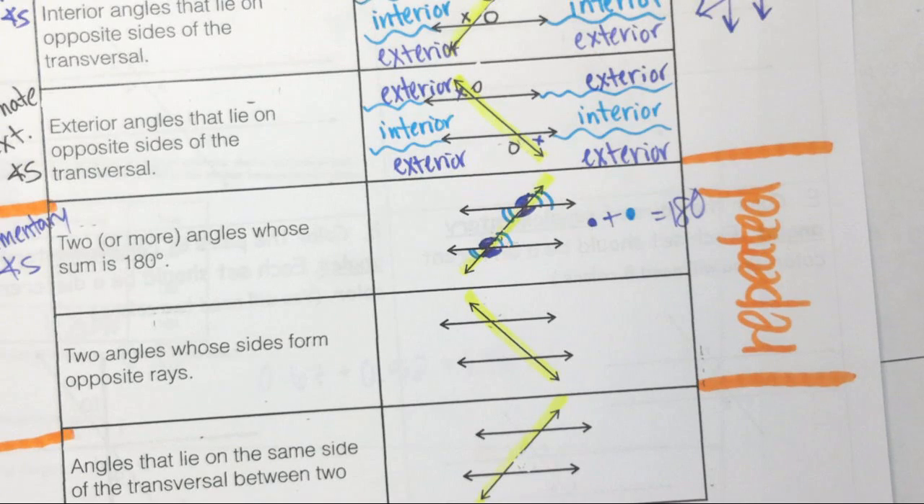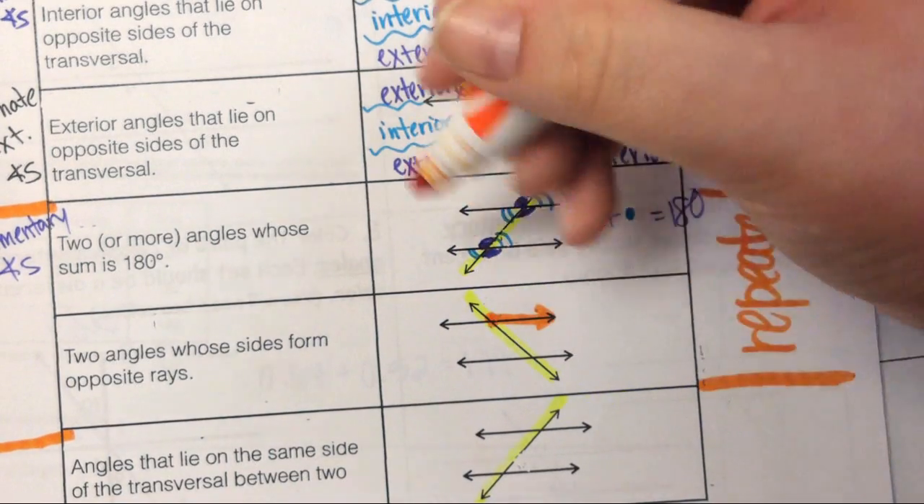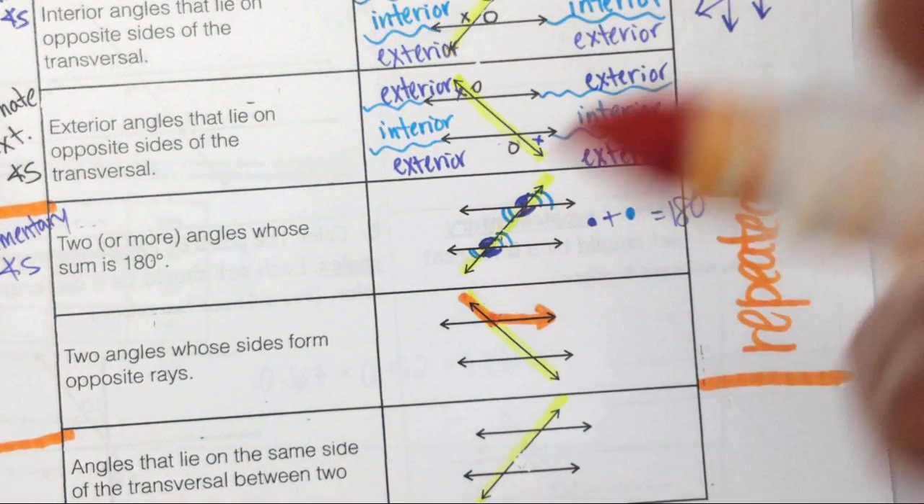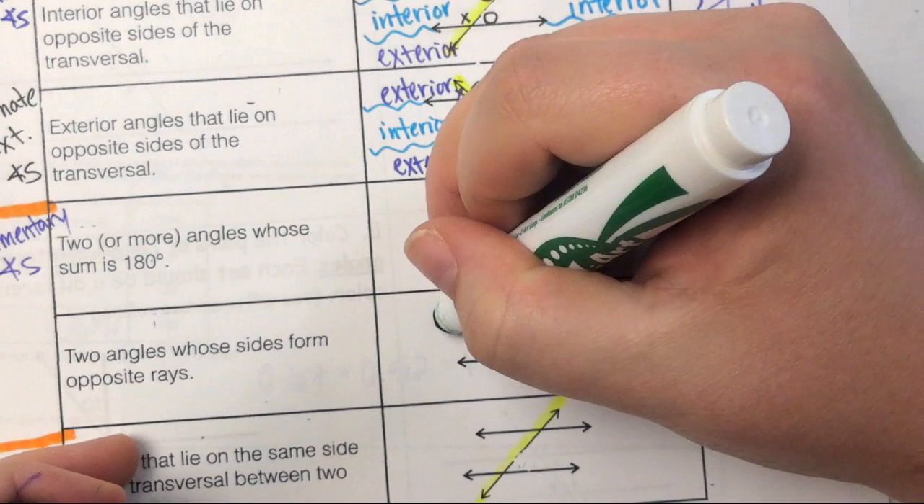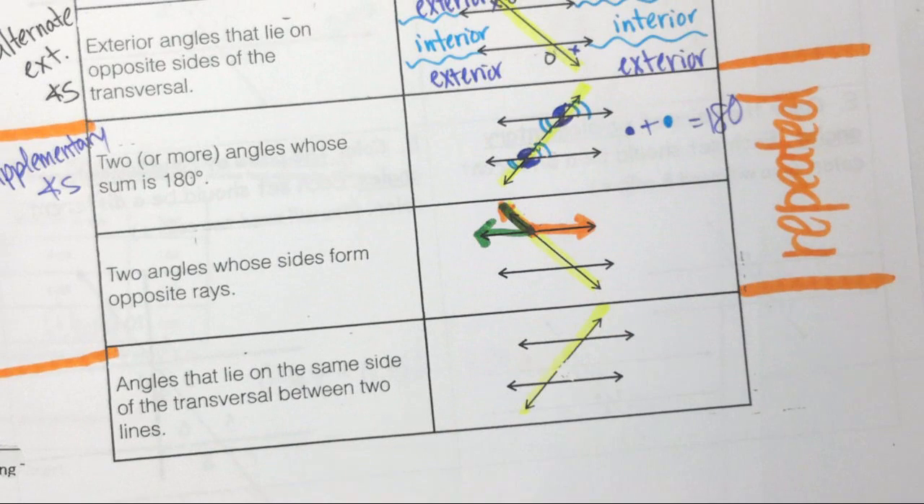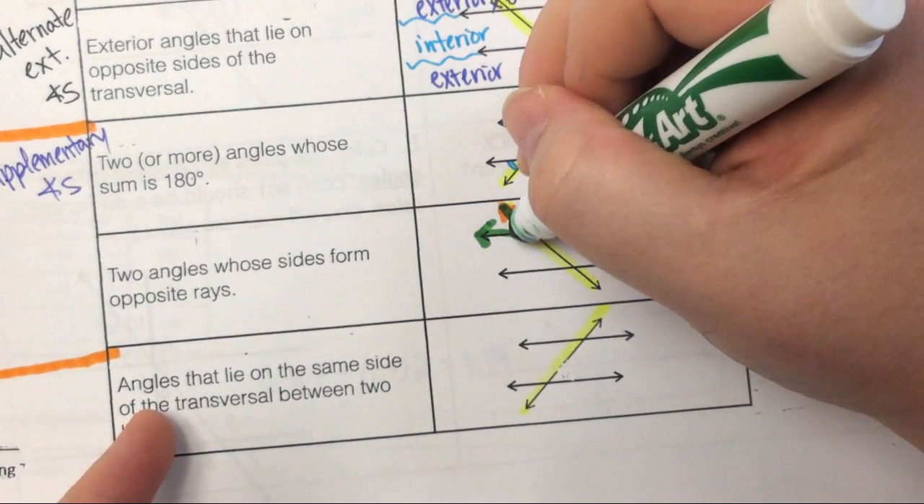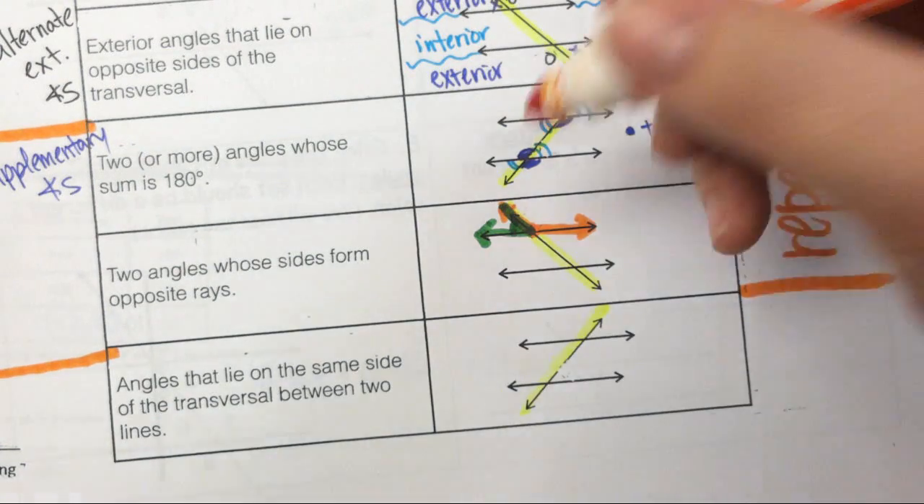Okay, the next one says two angles whose sides form opposite rays. Here is an opposite ray. Part of this angle that I've colored orange. Here is an opposite ray. It's part of the angle that I colored green. Together, that green plus that orange, they add up to 180 degrees. What will we call this green angle and that orange angle? What's a vocab term we know for this?